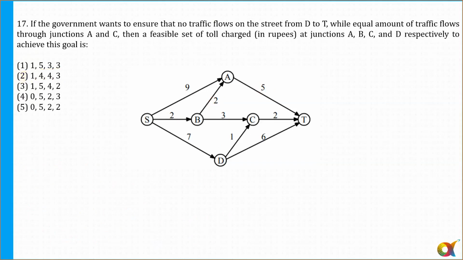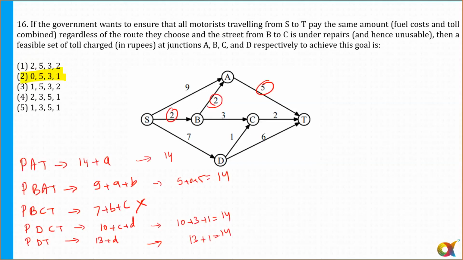All right. Let's move to question number 17. Again, another important thing for question number 16 is that option number 3 is also correct. How? In option number 3, A is 1, so S-A-T is 40 plus 1. And 9 plus A plus B is equal to 5, so it's also equal to 15.